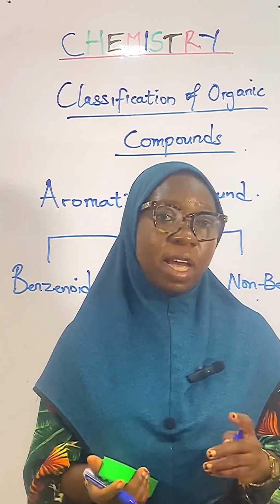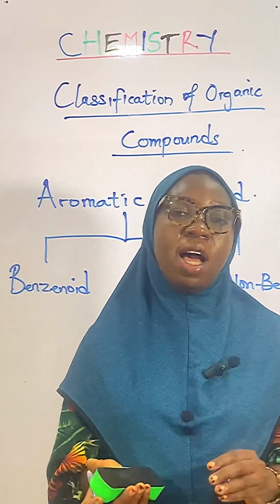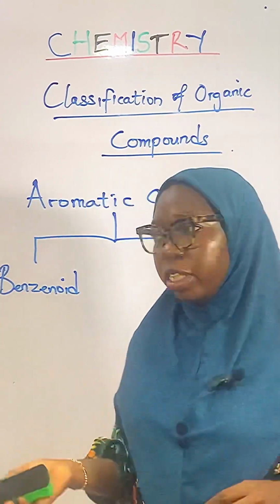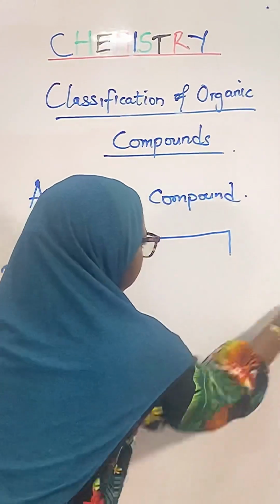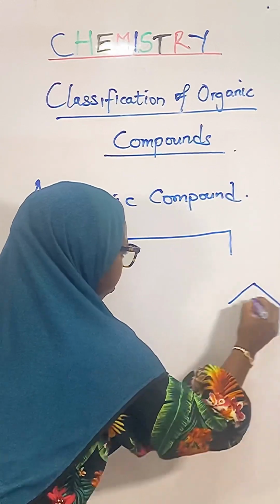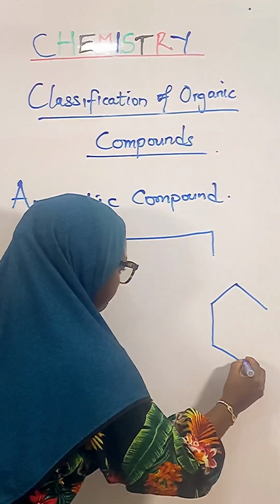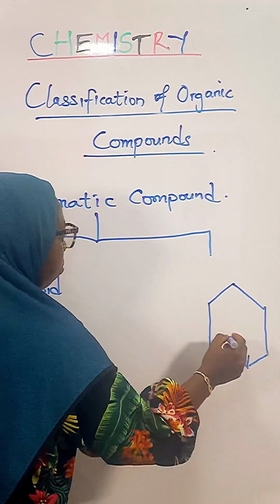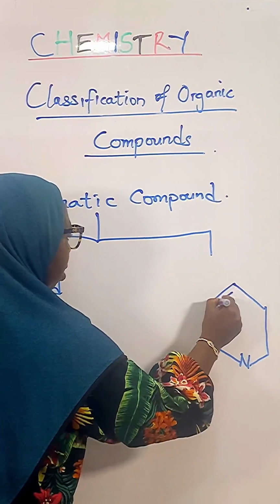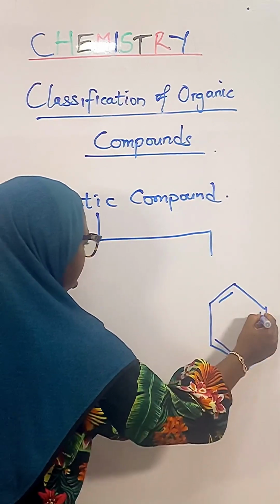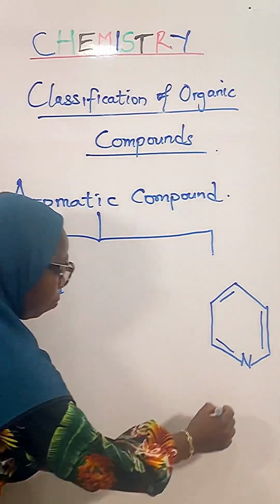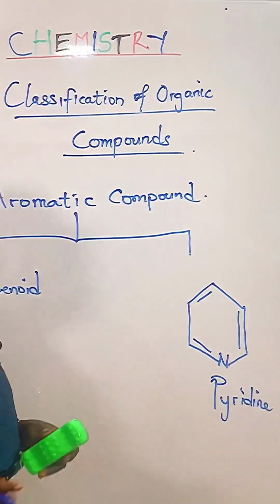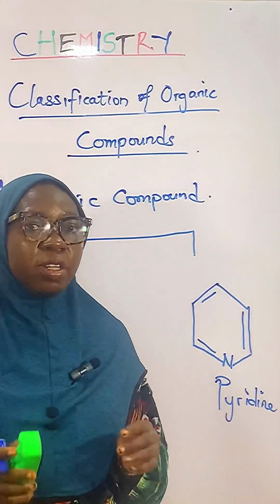Then when we talk of non-benzenoid compounds, they are compounds that do not contain a benzene ring. Now you are wondering what type of compound is that. I'll give you an example. An example of a non-benzenoid compound is called pyridine. Pyridine is like this. Then we have here, here, and here. This is called pyridine. That is an example of a non-benzenoid compound.